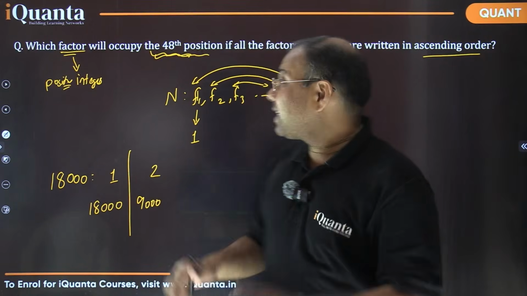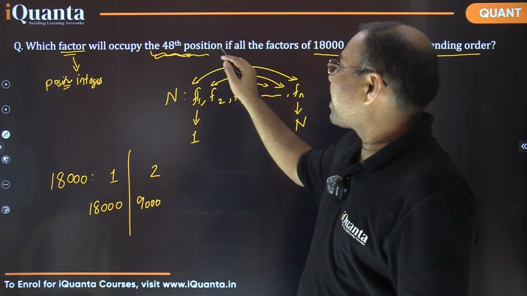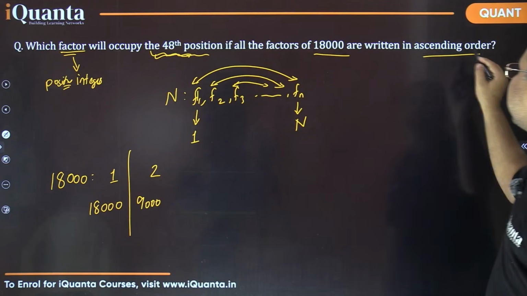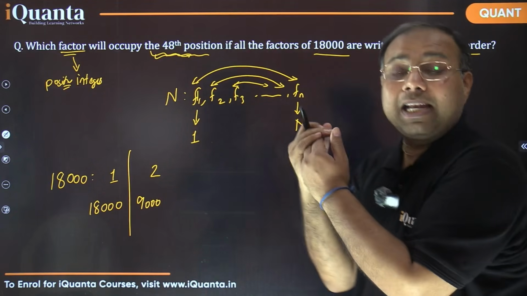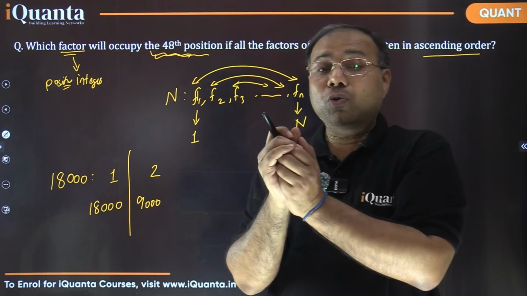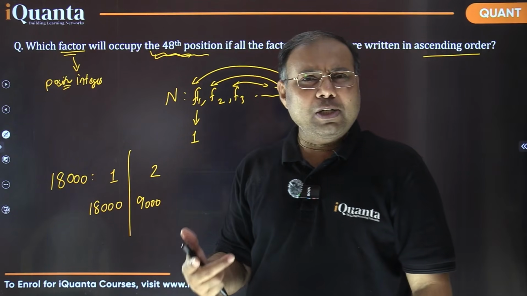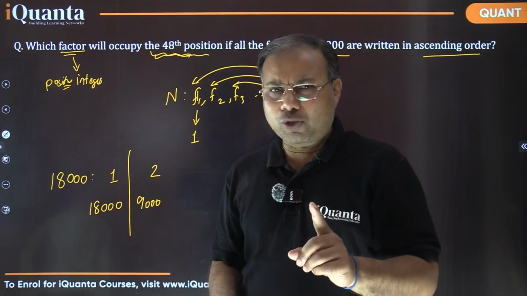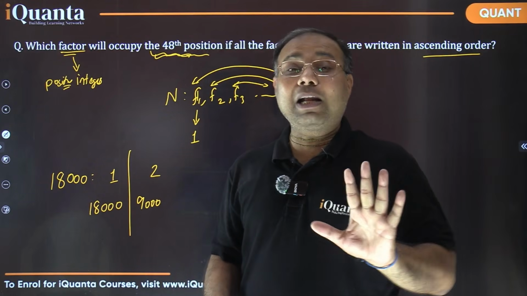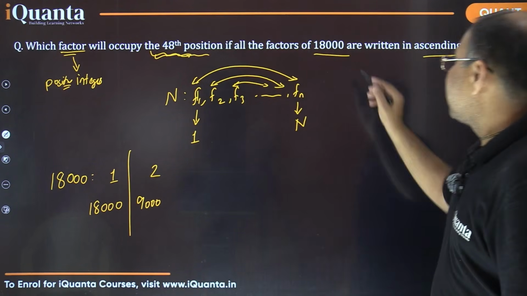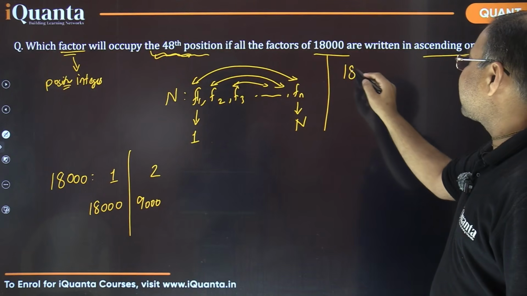So our objective is to identify the 48th factor in ascending order, from the beginning. Which factor will correspond to the 48th factor? That also we need to know. For that, the first thing we should do is to find out the total number of factors of this number. So let's calculate the total number of factors.